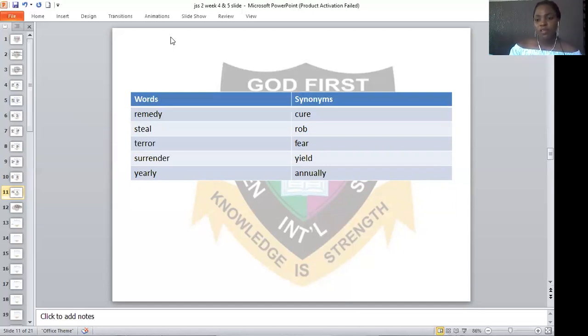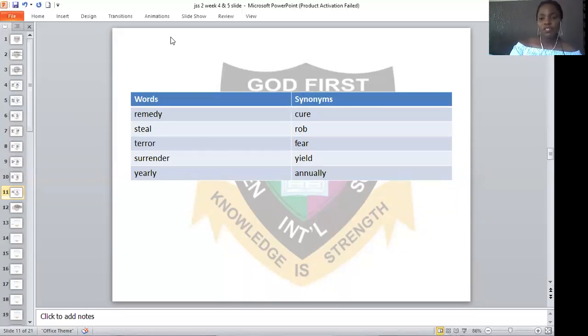Steal. She stole a large sum of money. So the synonym for steal is rob. Terror. The synonym for terror is fear.